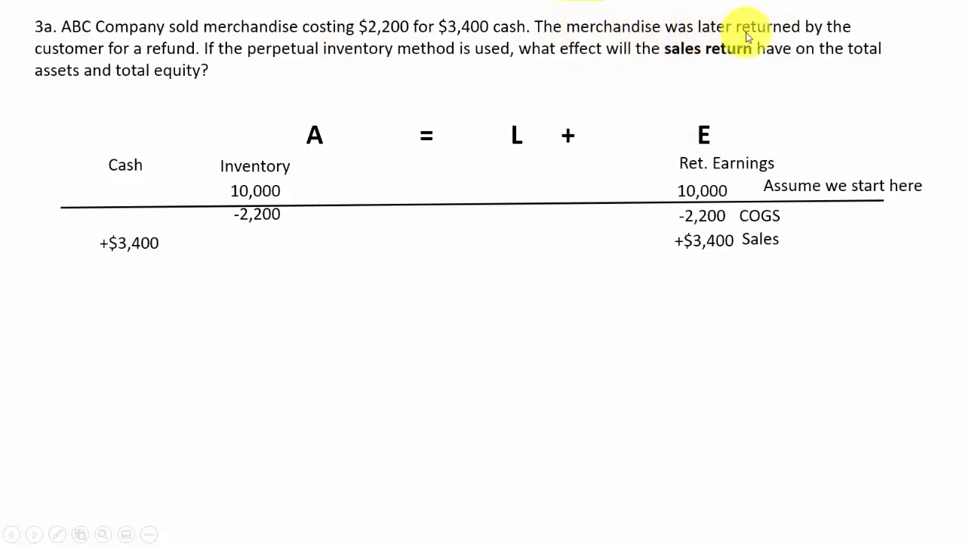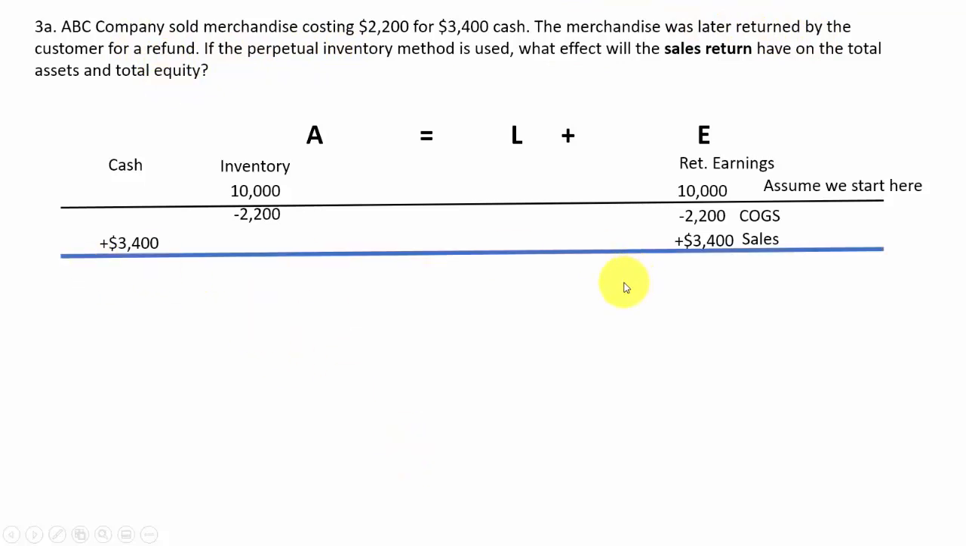The merchandise was later returned by the customer for a refund. So what we'll do there is just reverse this transaction. We'll put the inventory back on the books, increasing it by $2,200, and we'll get rid of the cost of goods sold. We'll also reverse the retail side of the transaction, which is the sale. We'll take the sale off the books by refunding the customer's money, reducing cash by $3,400, and we'll also get rid of sales by $3,400.